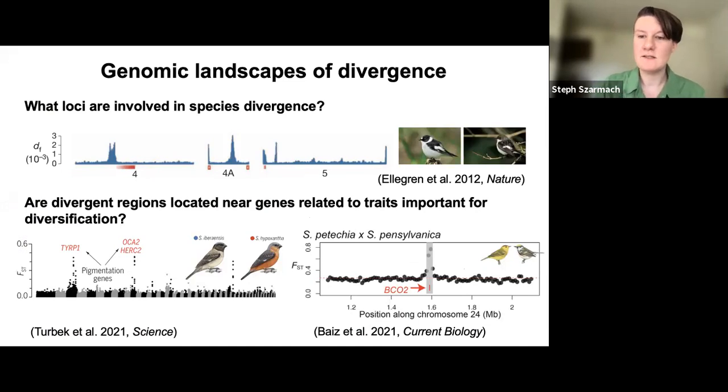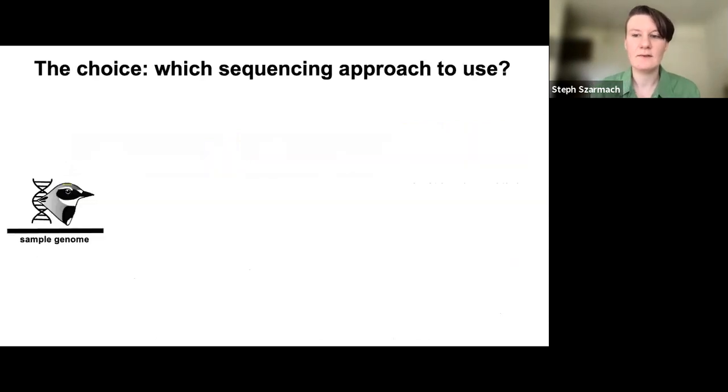In one of the first studies of divergence landscapes in birds, Ellegren et al. quantified fixed differences across the genomes of pied and collared flycatchers, which is shown here in the first figure. Here we can see chromosomes 4, 4a, and 5, and the peaks show regions with higher genomic divergence between the 2 species. Many studies have found that these divergence peaks align with genes related to traits important for species recognition, like plumage pigmentation. So we can see that quantifying genome-wide divergence can help to answer many evolutionary questions.